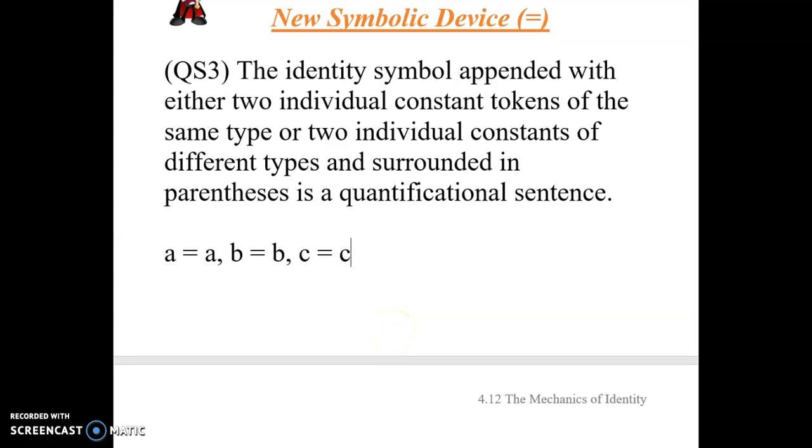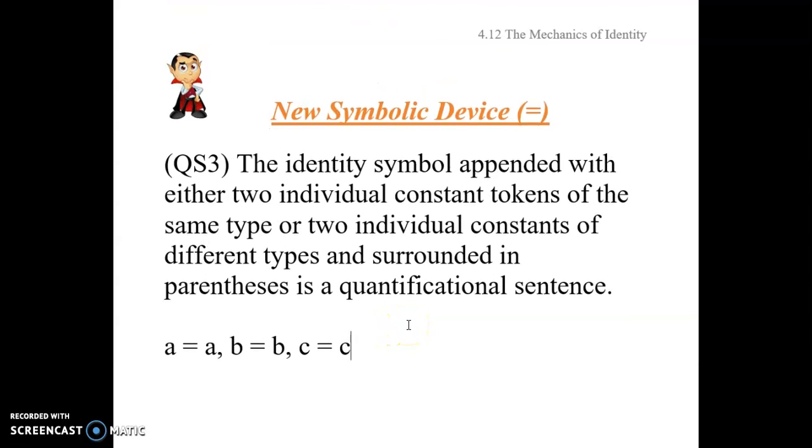So let's see here. Two individual constants of different types. So this is a sentence. That's different types. All right, different types. This is a sentence. Right, that's a sentence. Okay, all of these are sentences, but technically they should be surrounded in parentheses as QS3 technically requires, but often, as is our practice for convention, we will omit these for readability. Okay? All right, let's try some examples together.